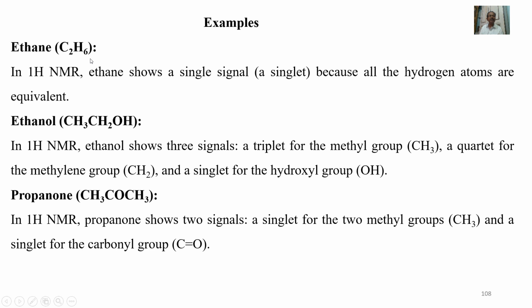Examples: ethane. In proton NMR, ethane shows a single signal, a singlet, because all the hydrogen atoms are equivalent. Ethanol. In proton NMR, ethanol shows three signals: a triplet for the methyl group, a quartet for the methylene group, and a singlet for the hydroxyl group. Propanone. In proton NMR, propanone shows a singlet for the two methyl groups and a singlet for the carbonyl group.